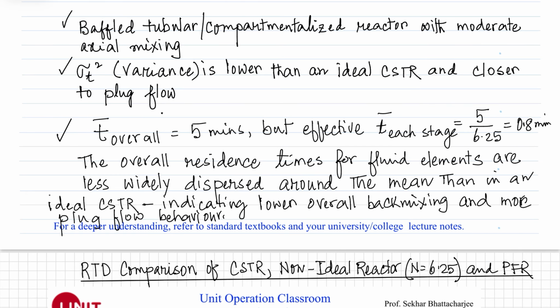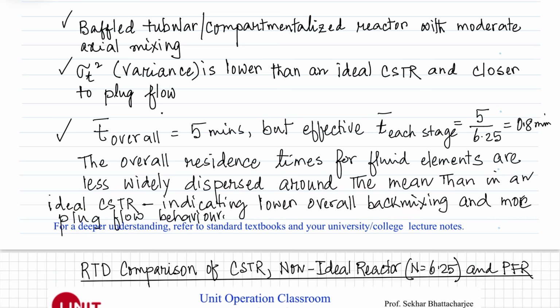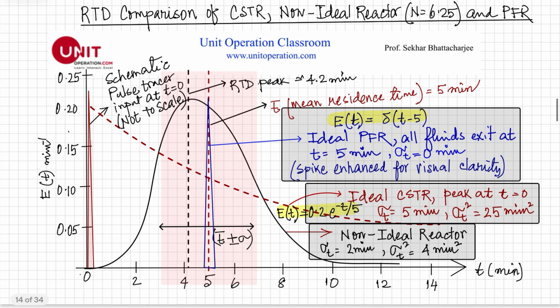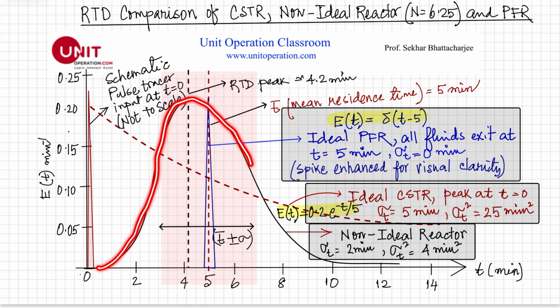The residence times for fluid elements are less widely dispersed around the mean than in an ideal CSTR, indicating lower overall back mixing and more plug flow behavior, which we have already seen. Let's look at the RTD comparison of CSTR and non-ideal reactor. So this is already what we have seen. This is my E(t) curve here, and this is the actual reactor, where n is equal to 6.25, as we have seen.